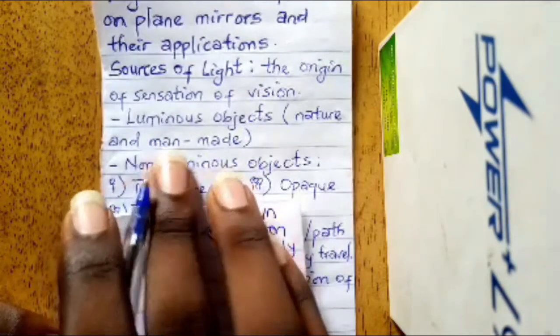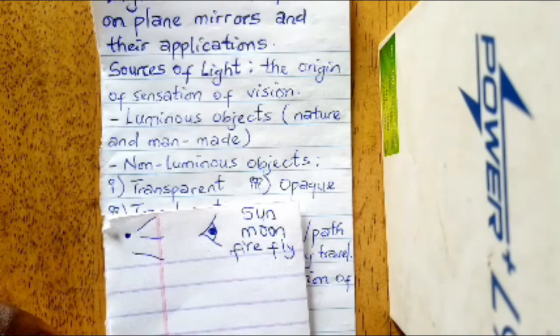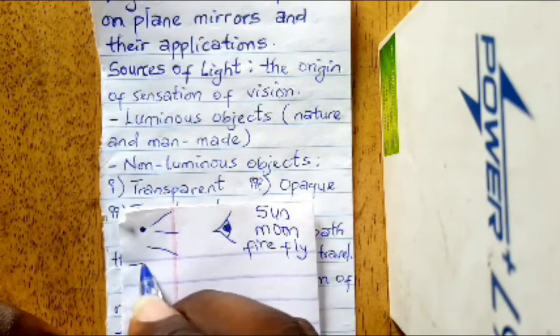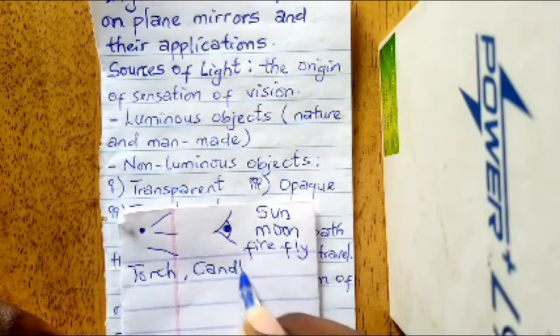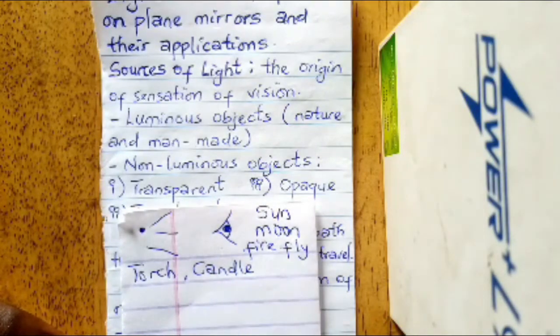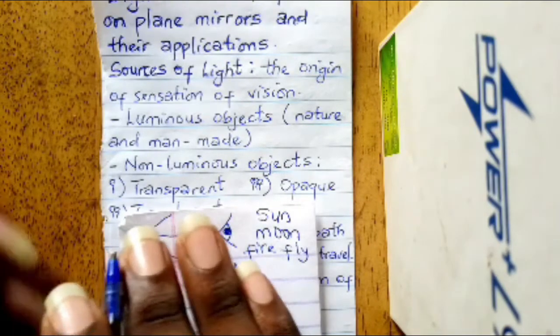So we also have man-made luminous objects. Man-made luminous objects are objects made by man, as the name implies. For example, we have the torch, we also have the candle, and various forms of electric light appliances, like the lamp, the electric bulb, and so on and so forth. So these are all classified as luminous objects, sources of light.